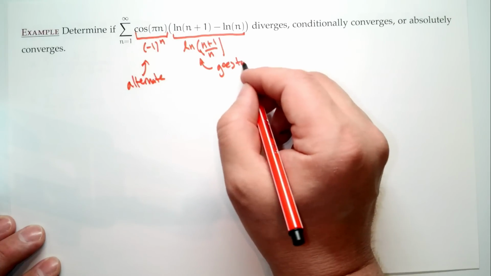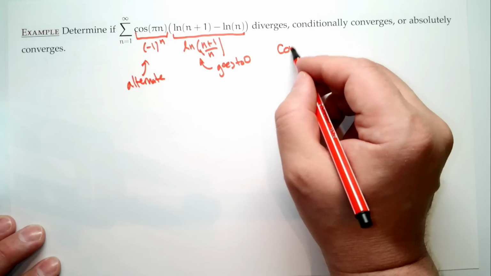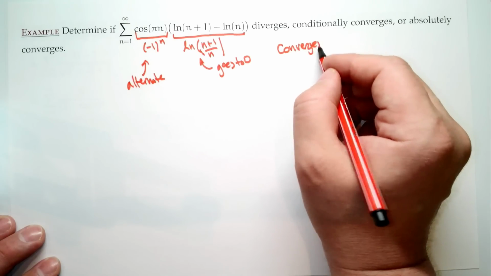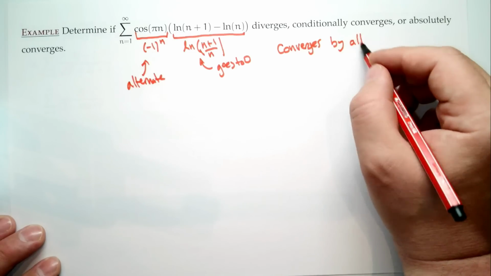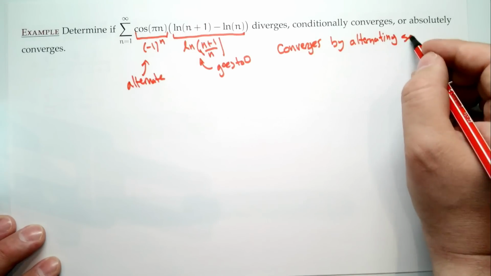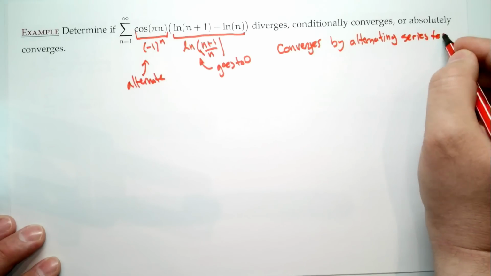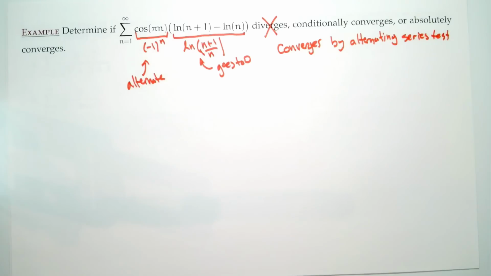So what can we conclude? Well, we can conclude that it converges. By what test? Alternating series test. So we can now say with great confidence that it's not diverging. We've knocked one choice out. We still have choices left. So we have to think about, is this conditional convergence or absolutely convergent?